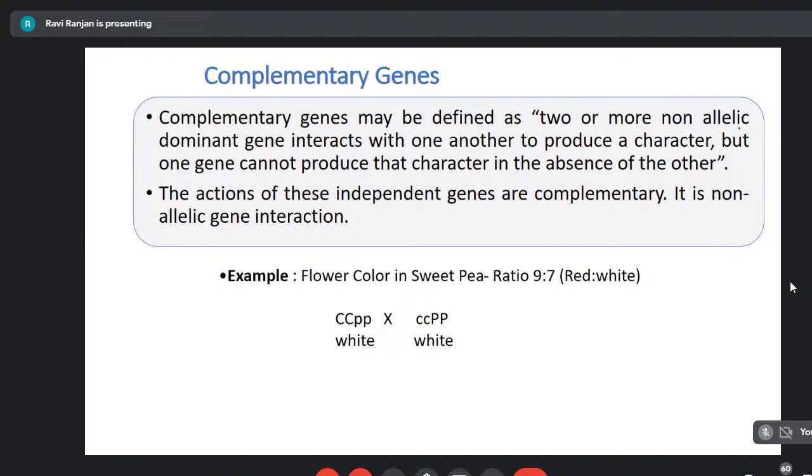But one gene cannot produce the character in the absence of the other. These are two independent genes, but they will interact to give you a character. To express that character, both of them need to be in the dominant condition. Only then will they express themselves.